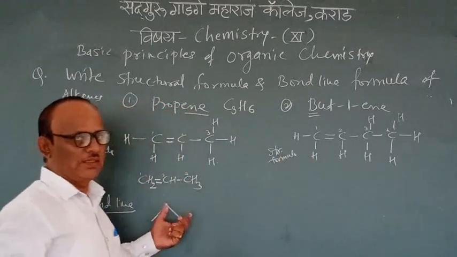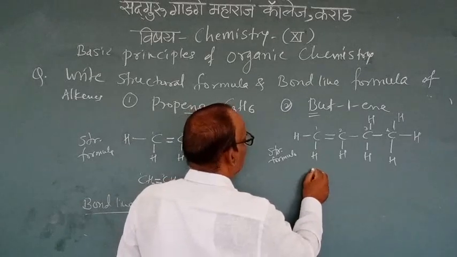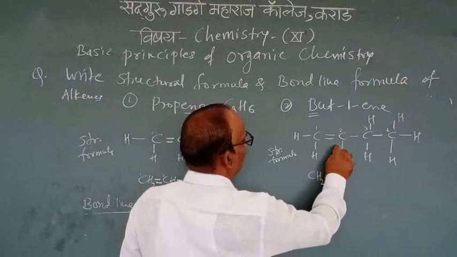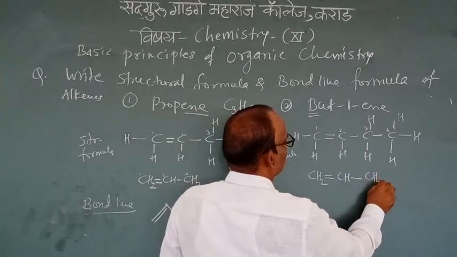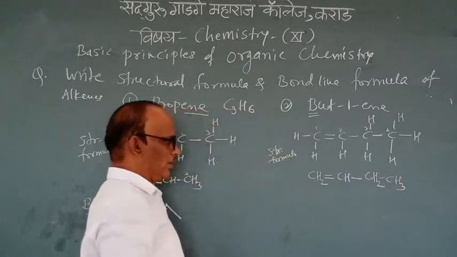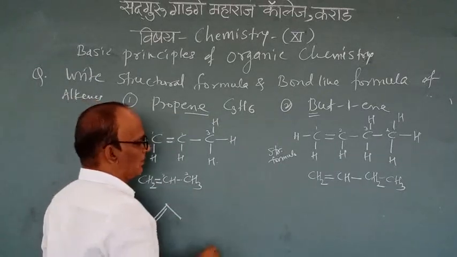Then you write it in condensed form. Only hydrogens are combined. The first carbon, that is CH2. Here again a double bond, CH, single bond, CH2, and the last carbon attached to 3 hydrogen atoms. So this is the condensed form of but-1-ene.